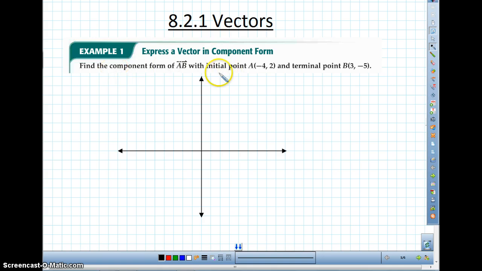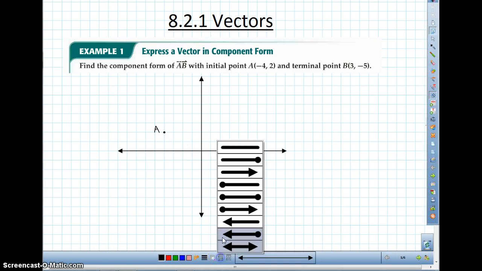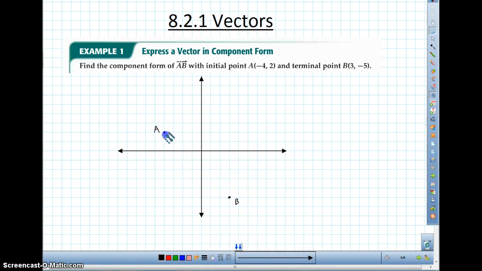So for our first example, they gave us an initial point at -4, 2. So on my coordinate axis I go -4, up 2. I'm just going to label that point A. And then the terminal side B is 3, -5. So 1, 2, 3, 1, 2, 3, 4, 5. Okay, so here's vector AB. I need to draw that in. My initial side over here A to my terminal side B. And you can just tell with this notation here that B is going to be the terminal side because that's the side that gets the arrowhead on it.